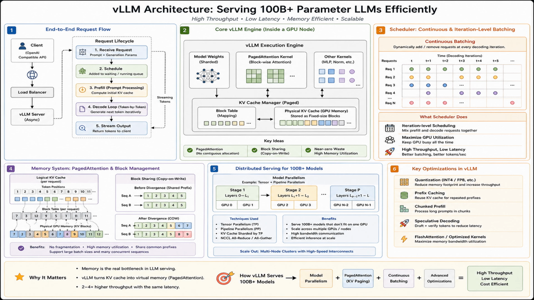The result is 2 to 4 times higher throughput with the same hardware. This is what makes serving 100 billion plus parameter models practical in production.